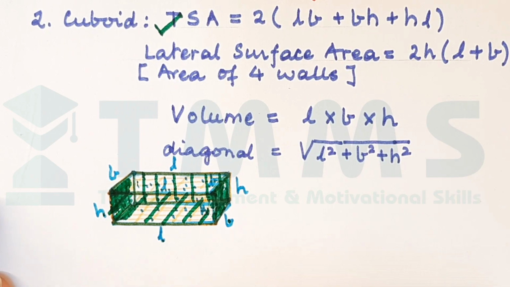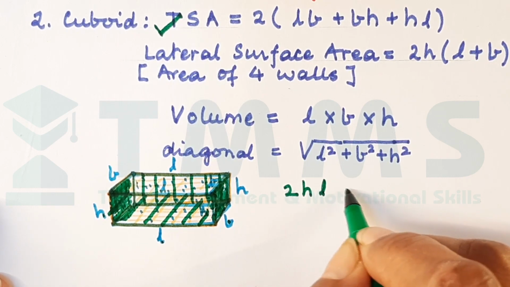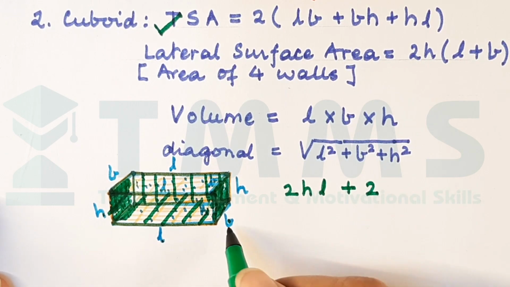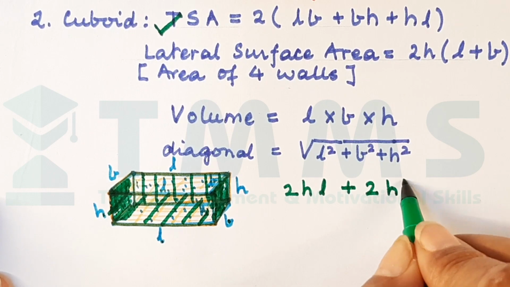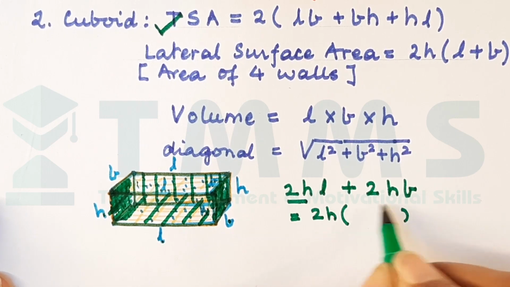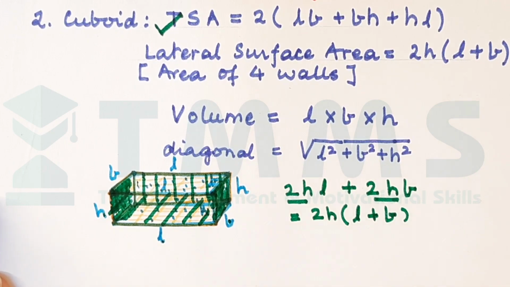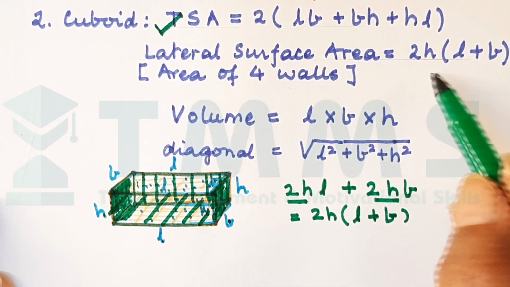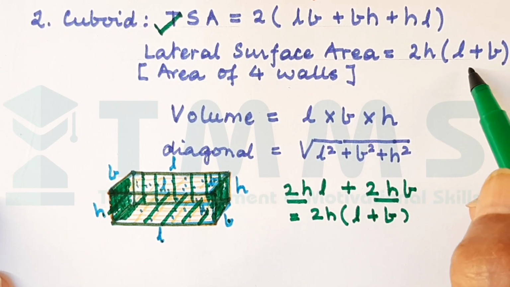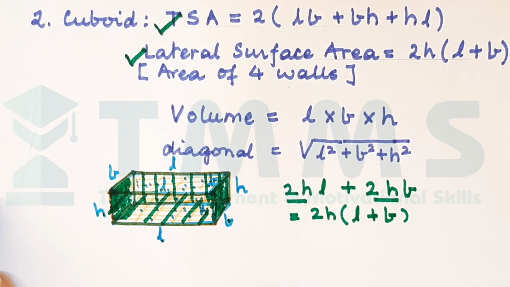Let me just show it to you. The area of 4 walls is going to be 2HL, that is 2H into L, plus 2B into H, so I'll say H into B, and so that will be 2H, and 2H went out common, and inside the bracket will be L plus B. So we understood the lateral surface area. The formula of lateral surface area is 2H into L plus B, which is the area of 4 walls.